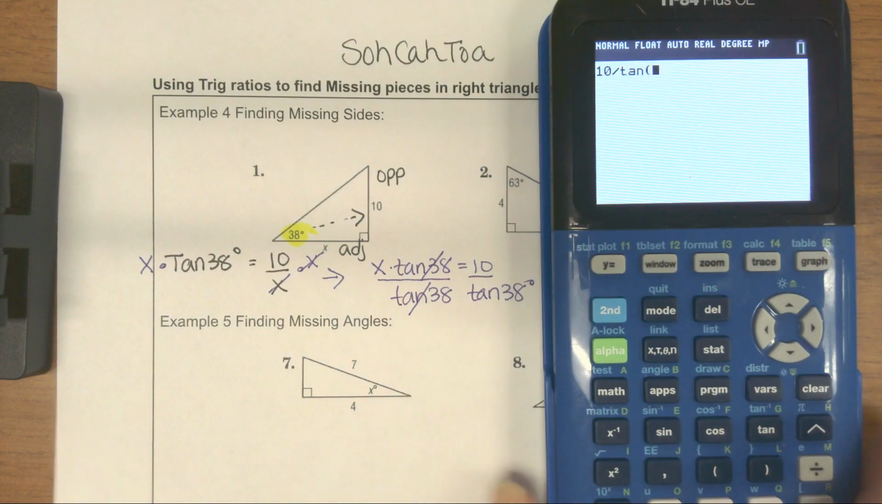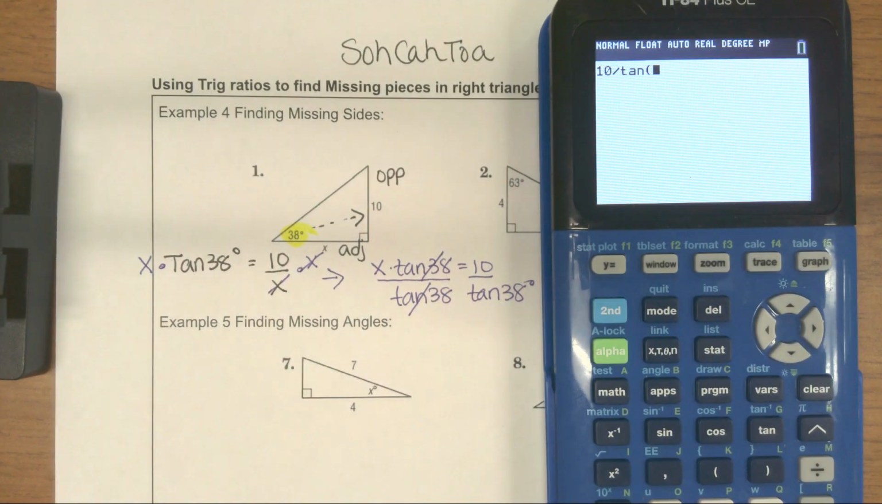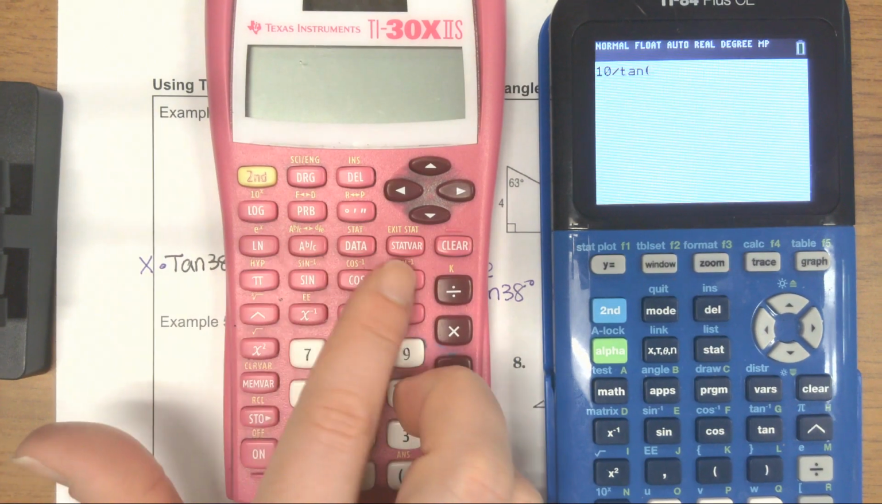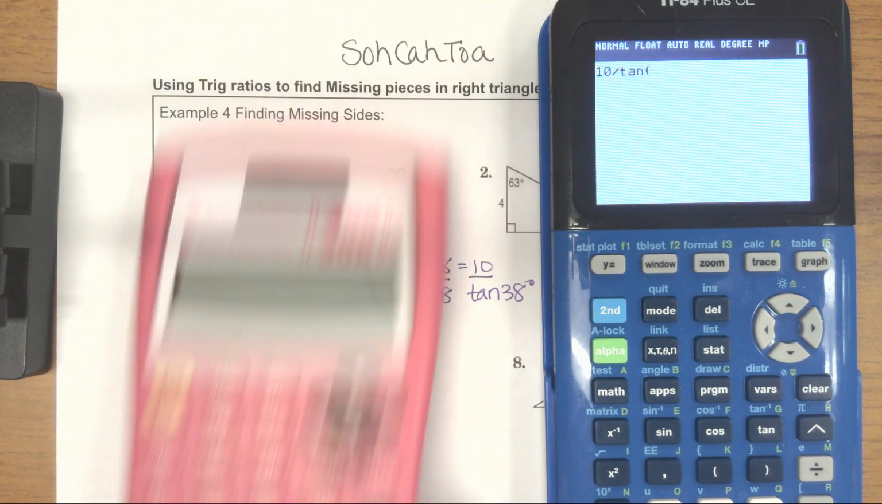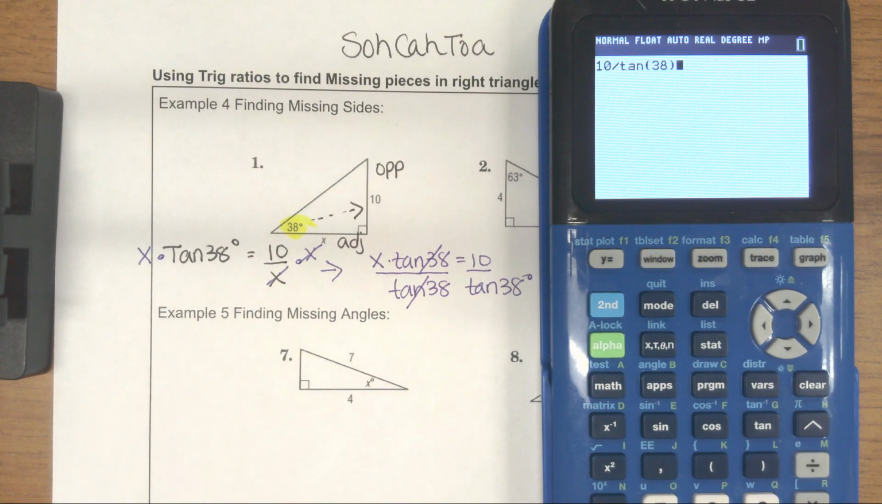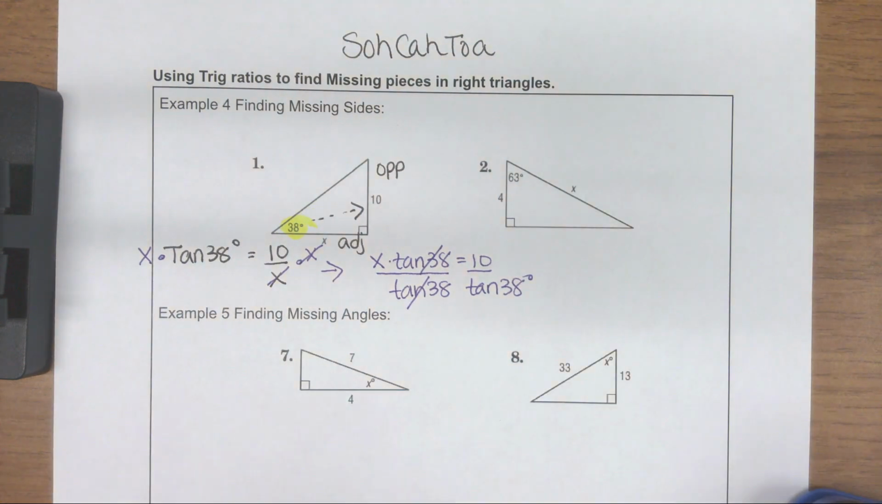Let's see if I have a pink one. In the other calculators, it's kind of the middle row. You're going to use tangent right there. We're going to do 38 and make sure you close your parentheses. Let's see if we all get the same thing. Did you get 12.799 for that? Good. Okay, so let's round that to x is about 12.8.